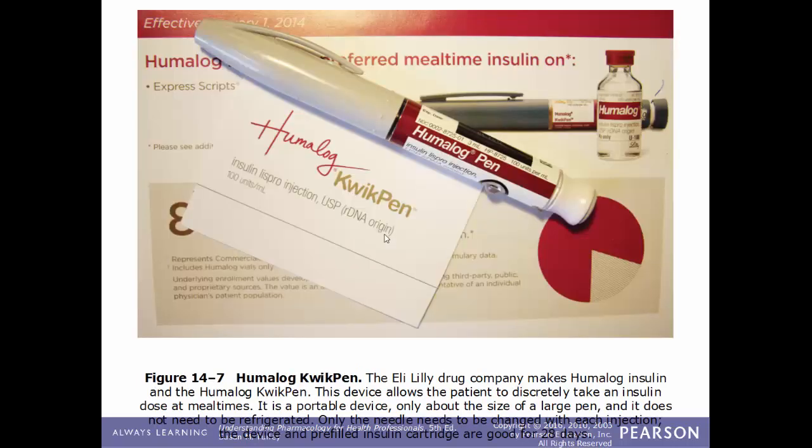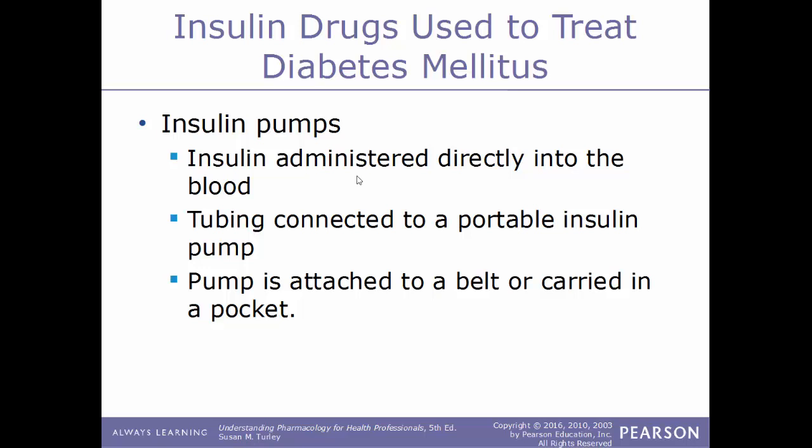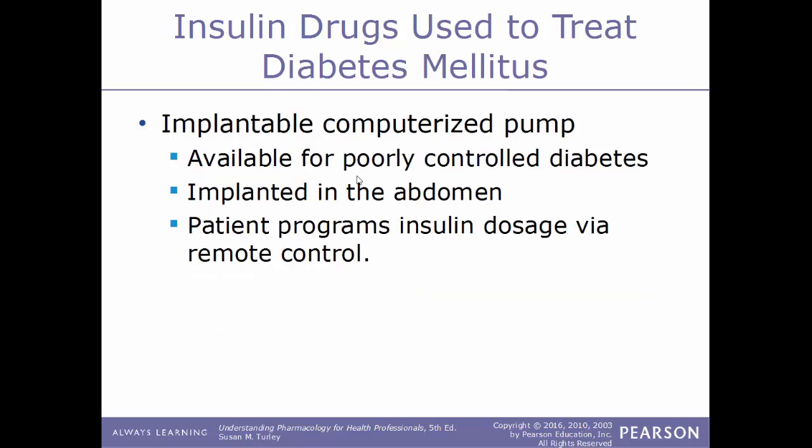In this image we have an example of a Humalog QuickPen. This is roughly the size of a large writing pen, and it's already preloaded with insulin. So this would be an insulin injector device. Another way you could administer insulin would be through an insulin pump. These would administer insulin directly into the blood, and the tubing is connected to a portable insulin pump, usually worn on the patient's belt or carried in a pocket. Now, for patients that have very poorly controlled diabetes, another option is having an implantable computerized pump. This is inserted into the abdomen of the patient, and the patient programs insulin dosage via a remote control.